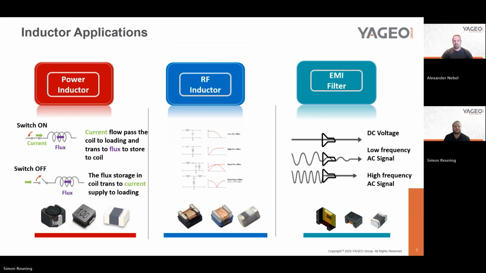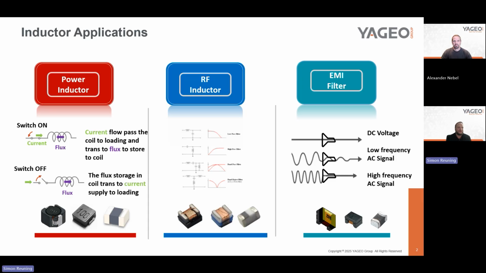Yeah, thank you, Simon, for having me again here today. I'm happy to talk about some inductor applications. There are three main applications for an inductor. The first one is a power inductor. If you have a DC-DC converter, this is one main application for a power inductor. The second one is an RF inductor for any high frequency applications. And the third application is the EMI filter, when you want to filter some noise from your application.